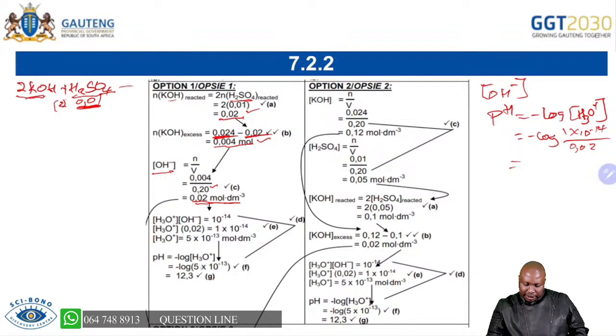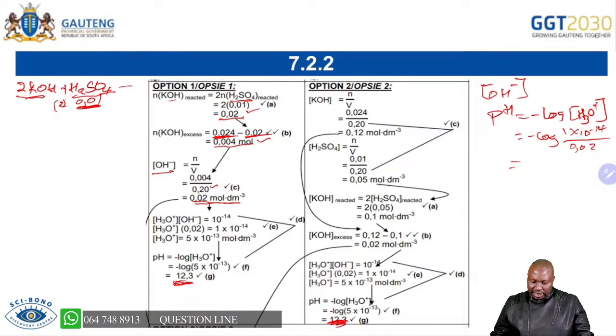Or else you can use the method of saying minus log of the concentration of H3O plus that you got, which is 5 times 10 to the power of minus 3, and then you are able to get your final answer, which in this case is 12.3. Or you can use pH plus pOH equals 14. So you can calculate the pOH using that 0.02, which is minus log of 0.02. Then you get your answer.